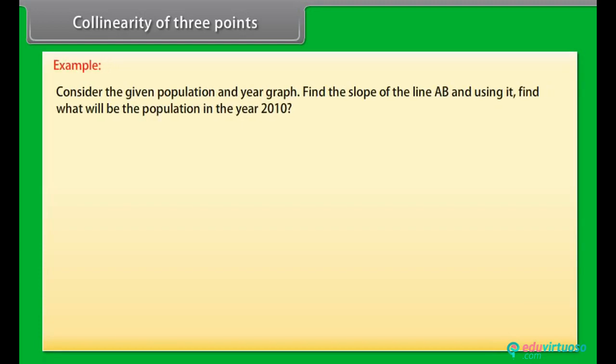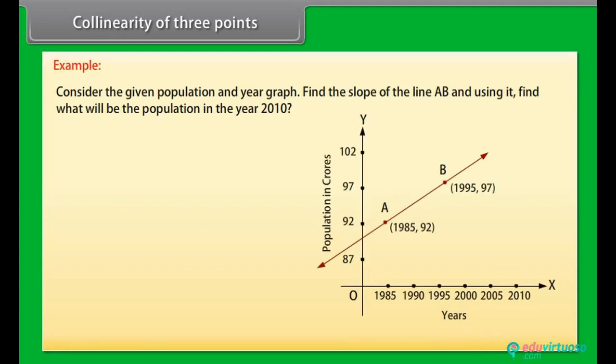Consider the given population and year graph. Find the slope of the line AB and using it, find what will be the population in the year 2010. Solution.